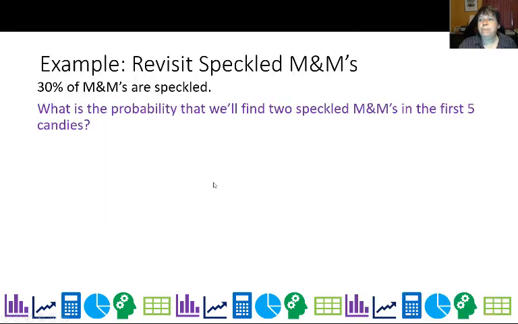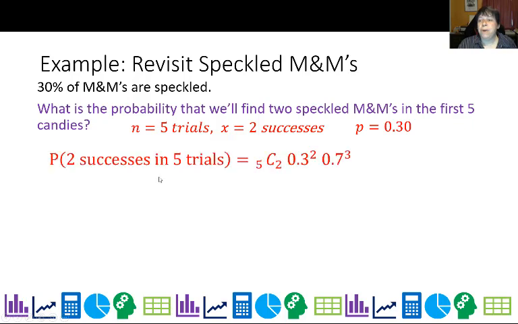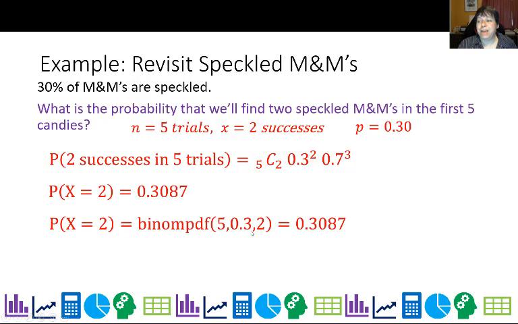So we're going to revisit the speckled M&M's example, where n is 5, x is 2, and p is 0.3. If I want 2 successes in 5 trials, and I'm using the fancy formula, and that's for those of you who are going to be doing more stats later or are interested in the formulas, I get this number. But also, if I do it in my calculator, I get the same number.